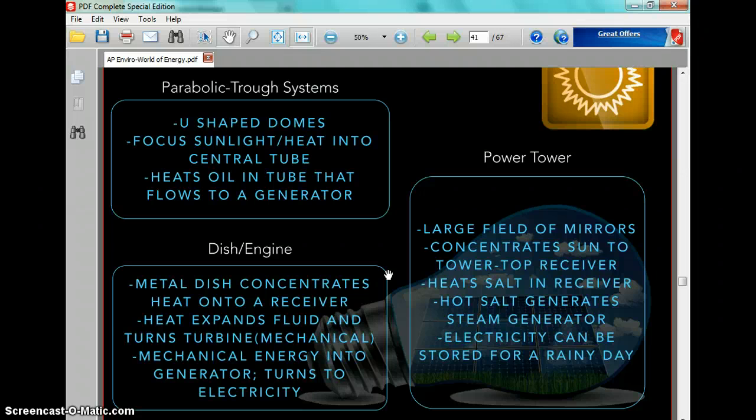The third one is power tower. It's a large field of mirrors that concentrates the sun to the tower top receiver, and the top has salt, and the salt is heated, and the hot salt generates steam in a steam generator, and then electricity can be stored for a rainy day using this system.